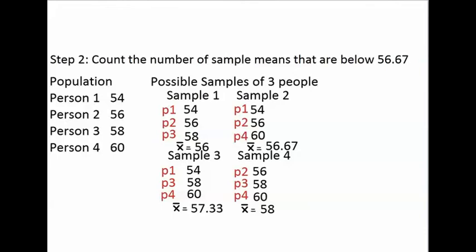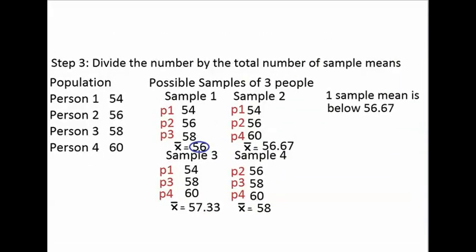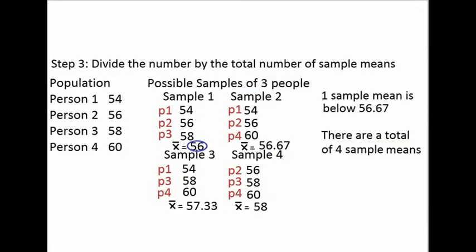So in step 2, we found out that 1 out of 4 possible samples have a sample mean below this number right here. Now we're ready to move on to step 3. In step 3, we just divide 1 by the total number of possible samples, which is 4, and 1 divided by 4 is 0.25. So our answer is 0.25, or as a fraction, it's 1/4.